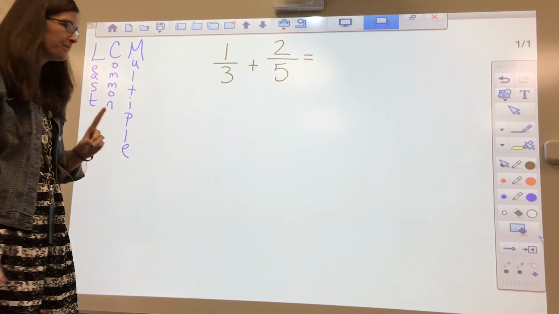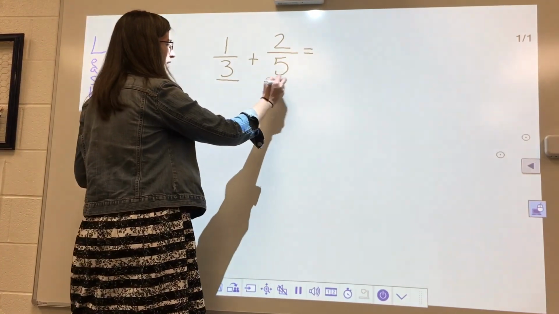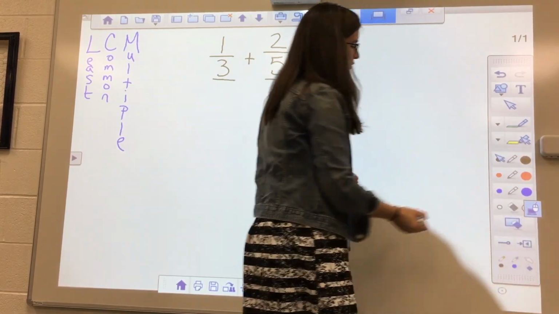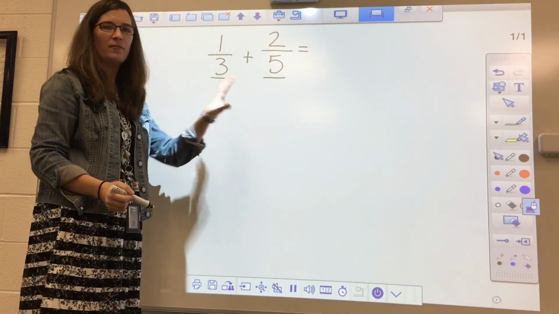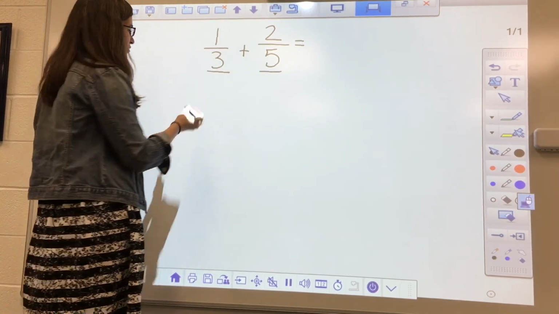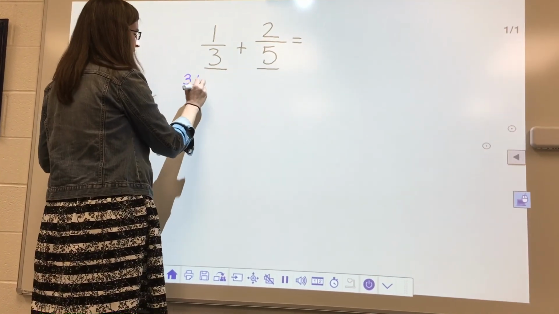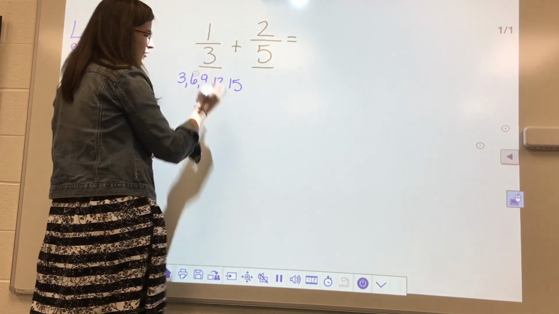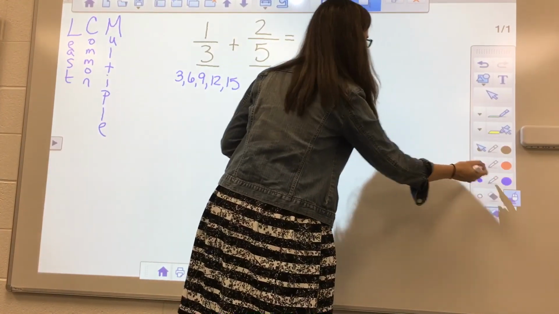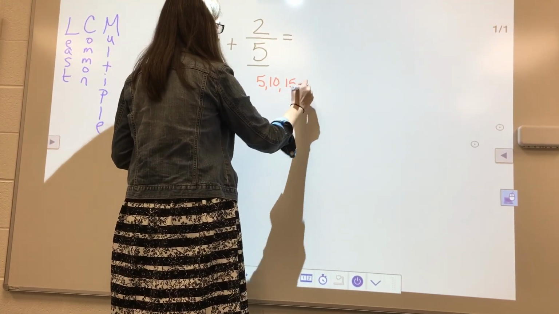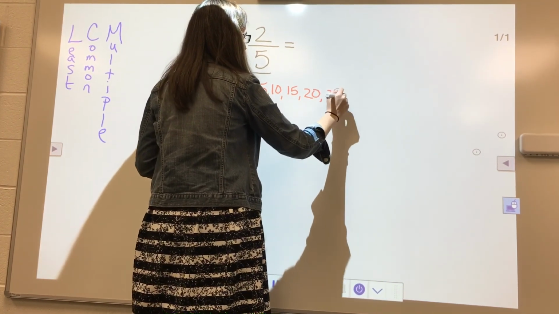So step one, we're going to look at both denominators and we're going to list their multiples. What I stress for my kids is starting with the first 5 multiples of each, and then if we don't have one in common, we can go from there. So in this case, 3, 6, 9, 12, 15 for our thirds, and we would do 5, 10, 15, 20, 25 for our fifths.